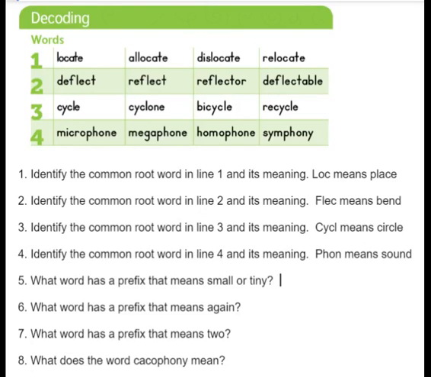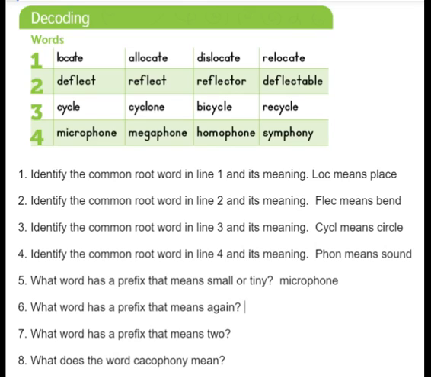Okay, let's look at number 5. What word has a prefix that means small or tiny? This word would be microphone. A microphone is going to take a small sound and make it much louder, allowing us to hear.